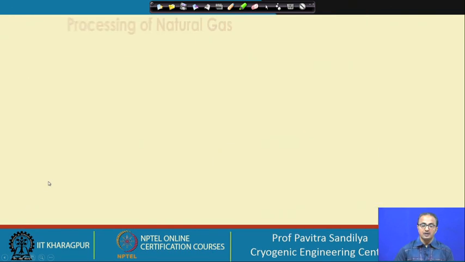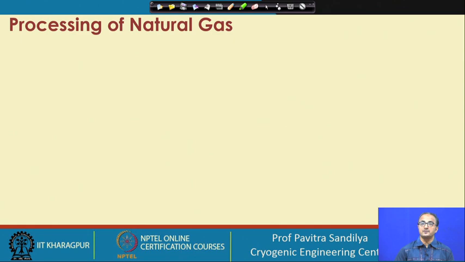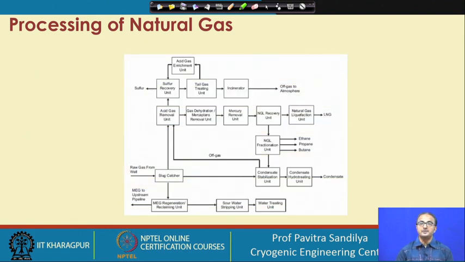Now with this we have seen the various sources of natural gas. Then we see the overall view of the processing of the natural gas, because the raw gas which is coming to us has to be processed to get rid of many impurities before it can be consumed. In this particular figure we show the overview of the various types of processing.